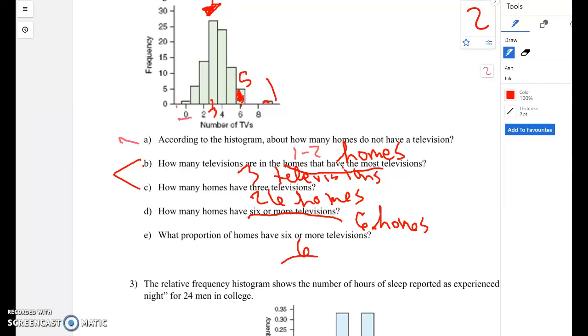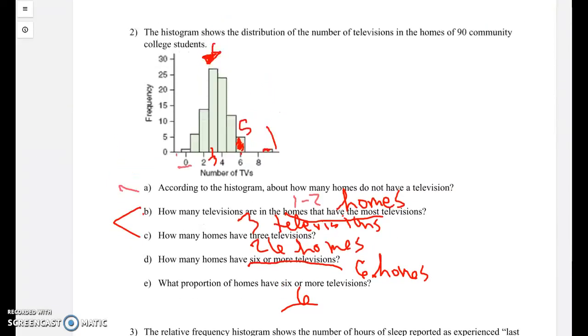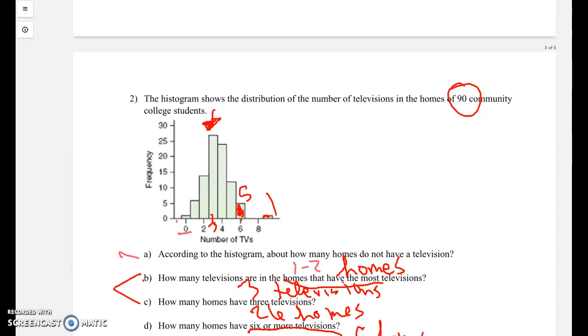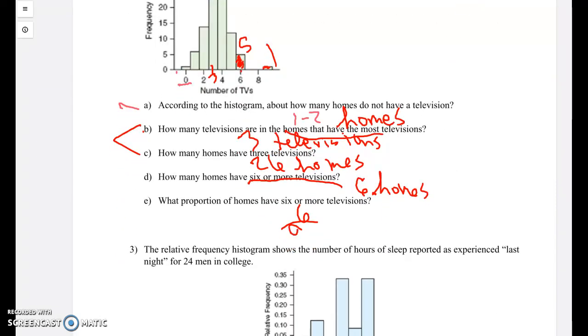So we're looking for proportions. So out of how many? If we go back to the problem and read it, it said 90 community college students. So the total is going to be out of 90. And what is that going to give me? Well, I have to look at it. About 0.0667? Something like that. And that is my answer. If I wanted to put it as a percent, it would be approximately 7%. And that's all it is.